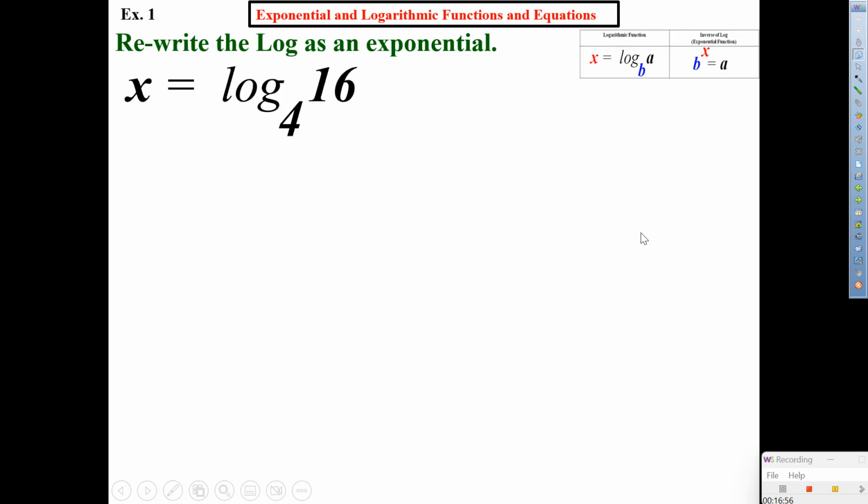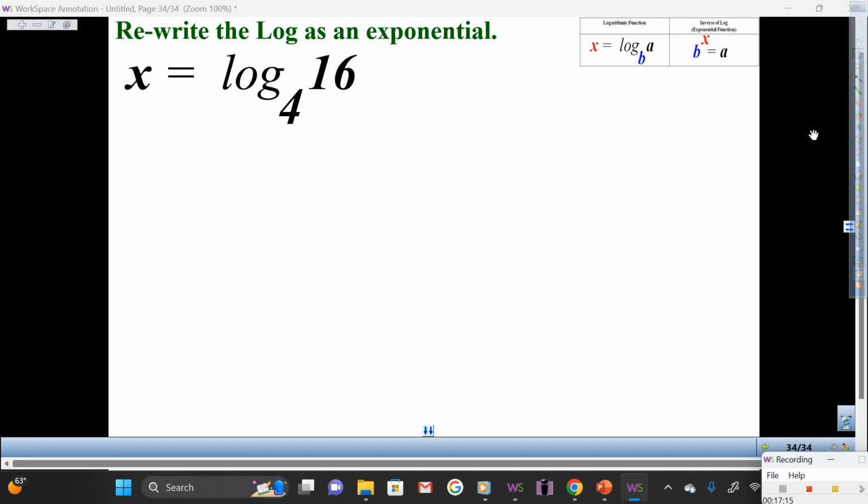Example 1. Write the instructions, please, because this is how the home plate is going to go. Example 1 reads, rewrite the log as an exponential. X equals log 4, 16. Copy that and go. All right, let's see. What did you get for this one, Alessandra? 4 to the X equals 16. Hands up if you got that.